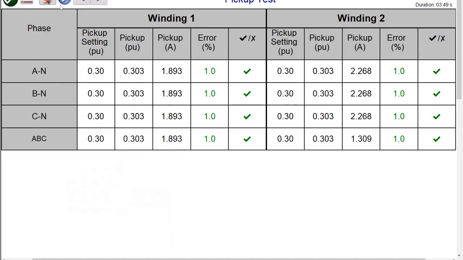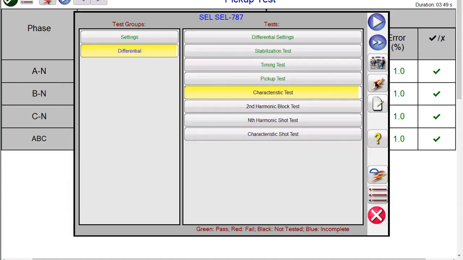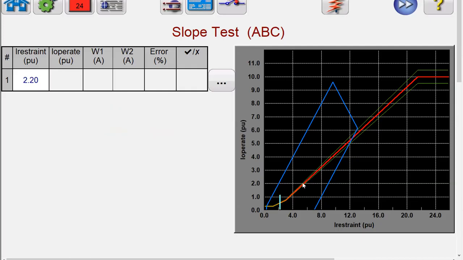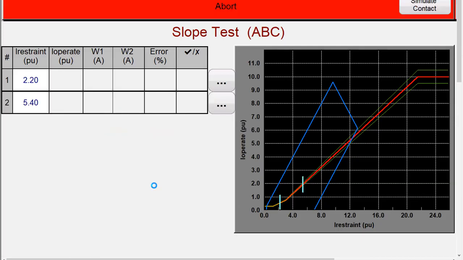So let's move on to the next test, which is the characteristic slope test. So we have already checked the pickup line here in the previous test. This time we are going to validate the slope 1 and slope 2. So I'm going to select a point on slope 1 and a point on slope 2, and we are going to run the slope tests.